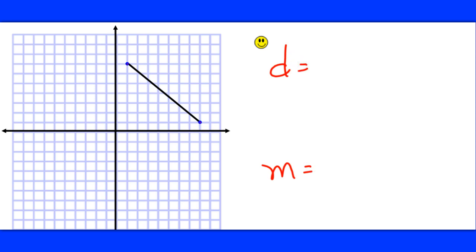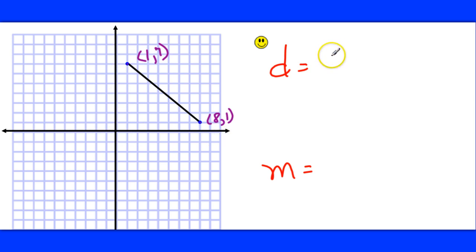Okay? All right, let's go ahead and label these. 1, 2, 3, 4, 5, 6, 7, 8. So this is 8, 1. This is 1, 1, 2, 3, 4, 5, 6, 7. 1, 7. Now, I can draw in the lines and do it all again like that, or I can just put it in the formula.